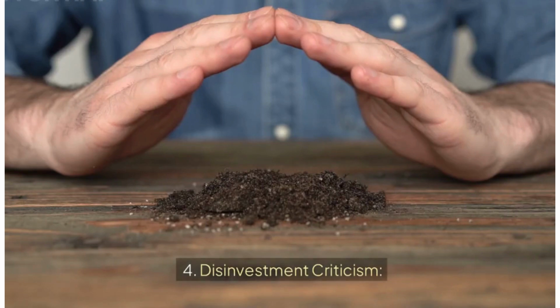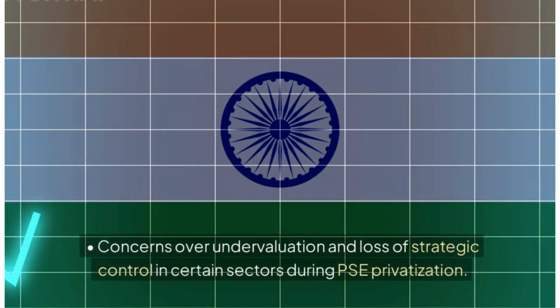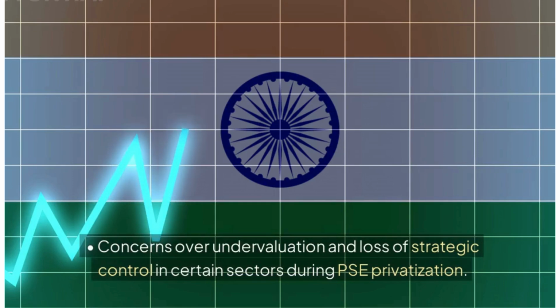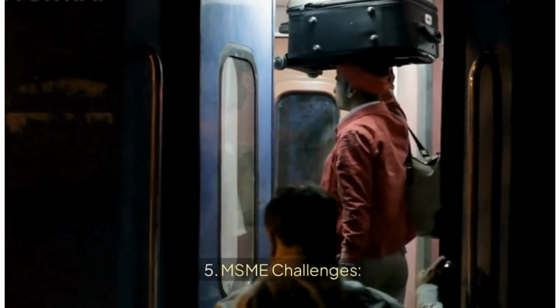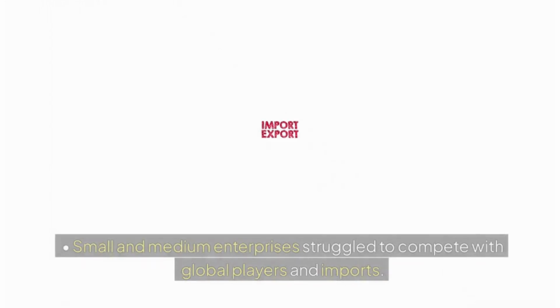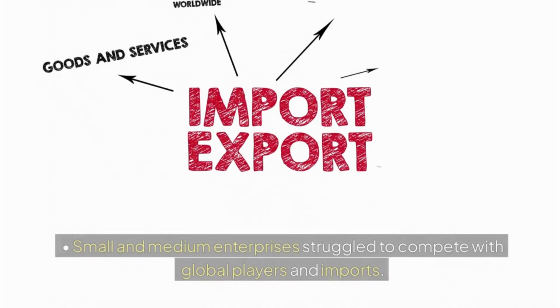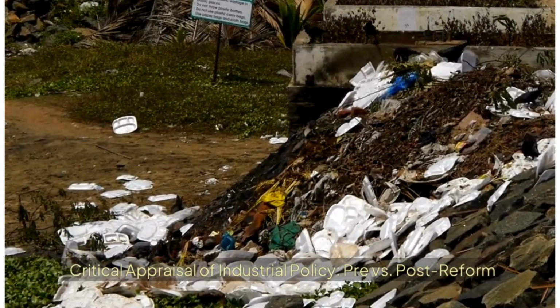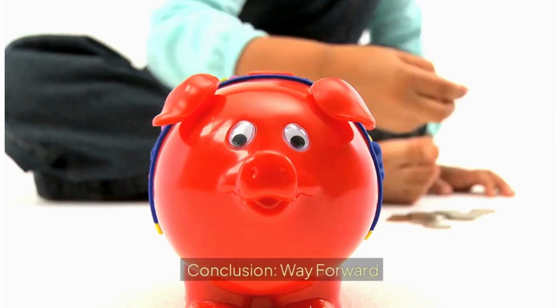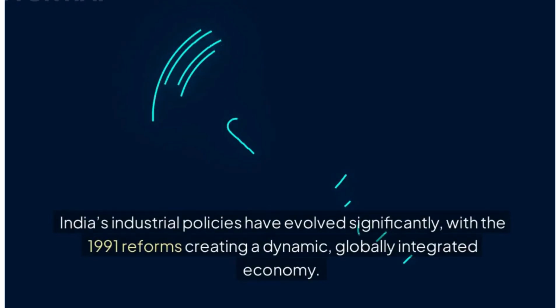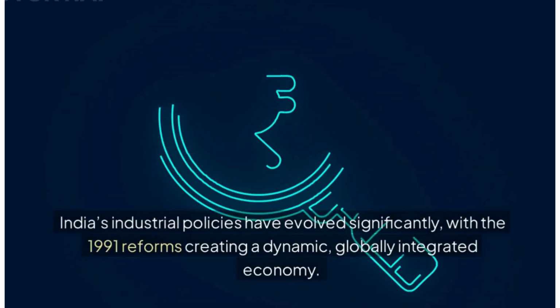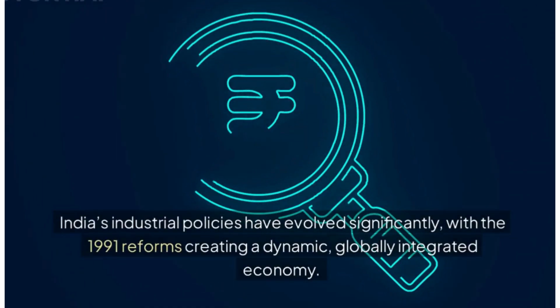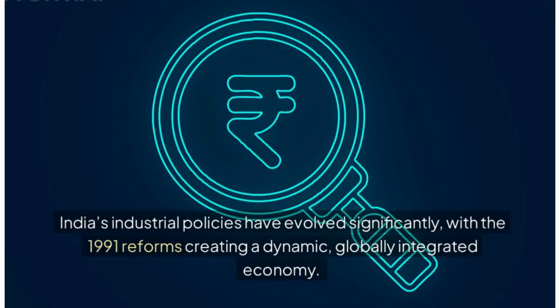4. Disinvestment criticism. Concerns over undervaluation and loss of strategic control in certain sectors during PSE privatization. 5. MSME challenges. Small and medium enterprises struggled to compete with global players and imports. Critical appraisal of industrial policy, pre versus post-reform: conclusion. Way forward. India's industrial policies have evolved significantly, with the 1991 reforms creating a dynamic, globally integrated economy.